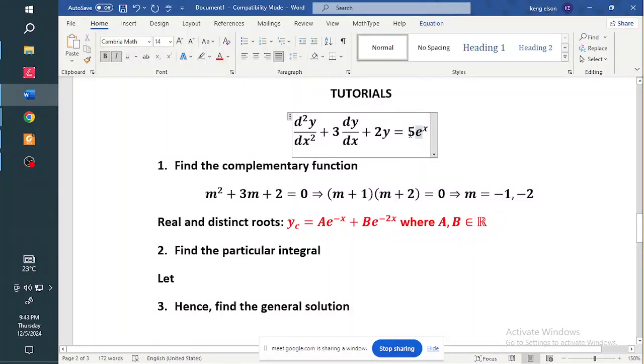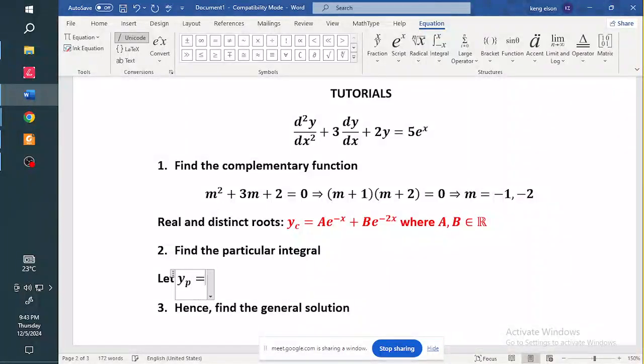The right hand side is a constant times e to the x. So I'm going to let my particular integral be equal to a constant, maybe lambda, e to the power x, because that's the exact form on my right hand side. Then I will differentiate it two times, and then I will replace back into the differential equation. So when I do the first derivative, I'll just call it yp prime.